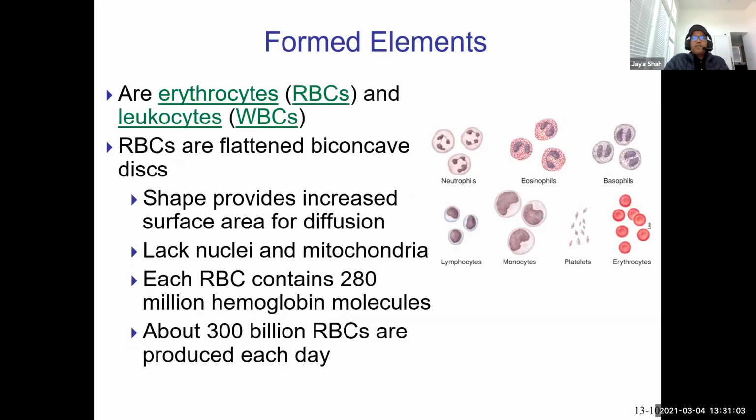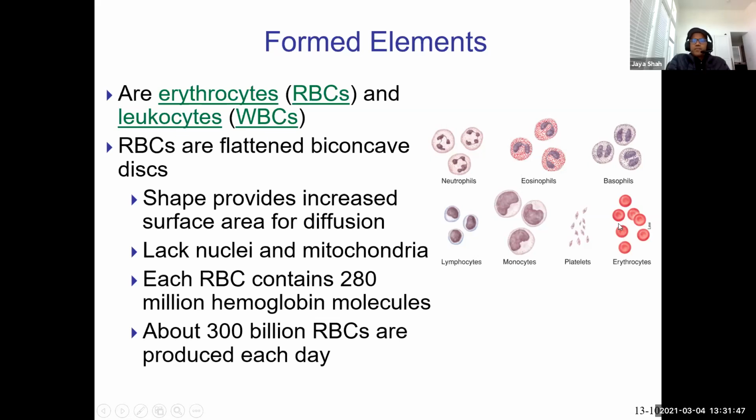Okay, now formed elements. Formed elements are the cellular component of the blood. And there are three major types of formed elements: red blood cells or erythrocytes, and white blood cells. Here you see, these all are white blood cells: basophil, eosinophil, neutrophil, lymphocyte, monocytes, and then small fragments of these cells are platelets. Let's talk about erythrocytes. Formed elements are erythrocyte, RBC, and leukocyte.